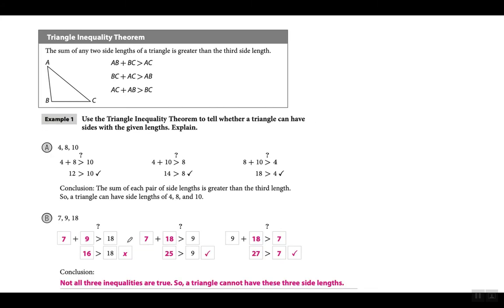All right, so there are the answers. And the conclusion is that not all three inequalities are true. So a triangle cannot have these three side lengths.